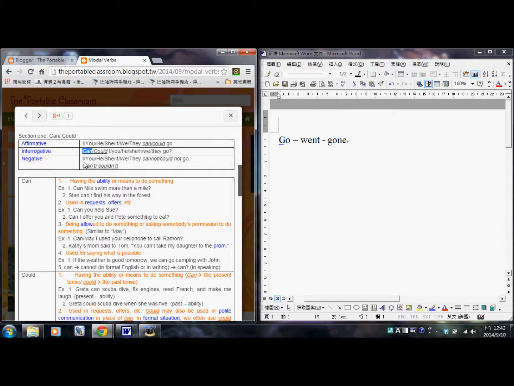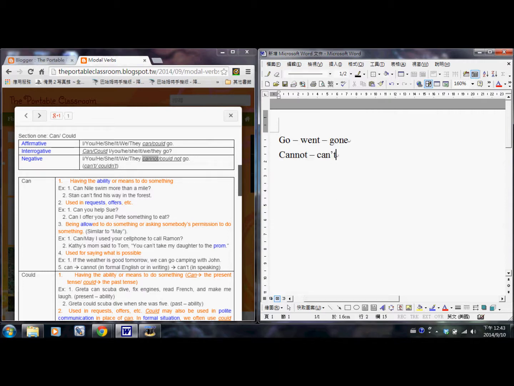Negative means no. So when you say no, you have to add not into the sentence. And usually not is used with a be verb or a helping verb. In this case, with can and could. Cannot. Remember, we do not write them separately. We write them together, not separately. This is okay, but this is not okay. So we write cannot, or we can use contraction.